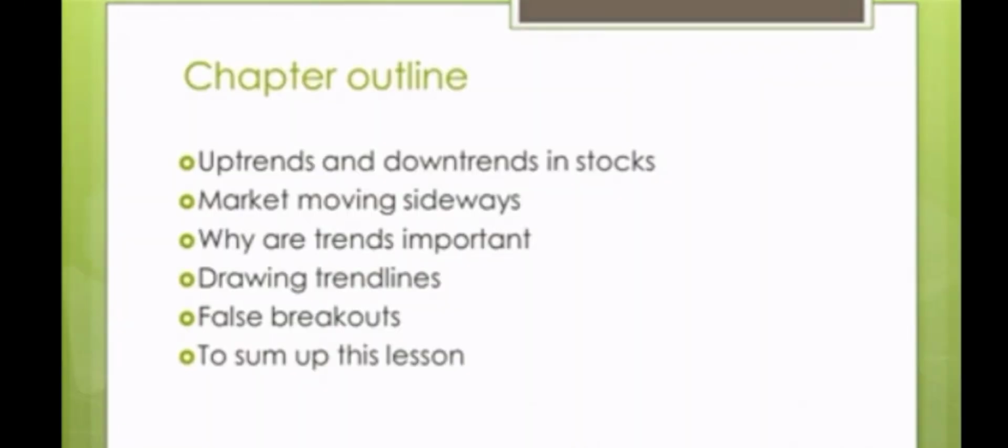Here's a chapter outline for chapter 4. We'll begin by looking at uptrends and downtrends in stocks, followed by market moving sideways, why are trends important, drawing trend lines, false breakout, and finally the sum up of the lesson.